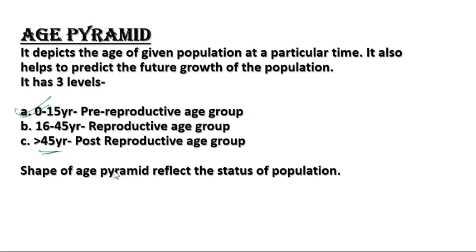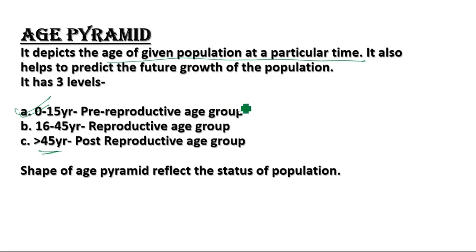To know the future of the future population. See, how the future population will be, whether the population will decrease or whether the population will increase, and what is going to happen with it. Now next, what is an age pyramid? It depicts the age of the given population at a particular time. If we want to find out the age of the population at a given time, we need to look at the age pyramid.